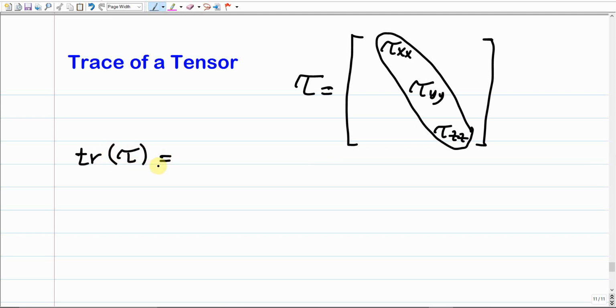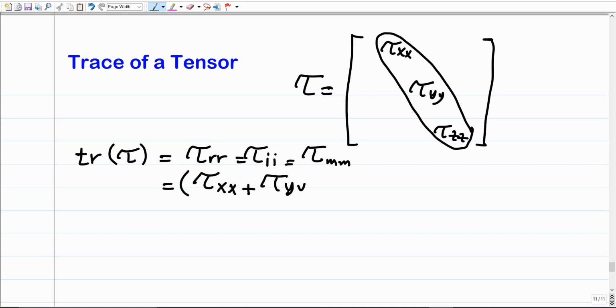This can typically be written in terms of the components as tau rr or tau ii or whatever. I mean, you just use the same index and repeat it, like tau mm. So this is the trace. If I ask you to expand this compact form, r is a dummy index, so it should be repeated. It's going to be tau xx plus tau yy plus tau zz. So simply, for the trace of a tensor, you collect the diagonal components of this tensor, sum them together, and you end up with the trace of this tensor.